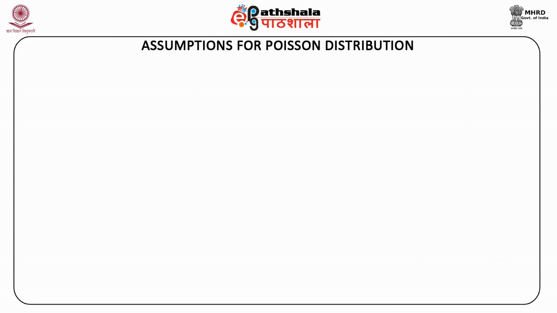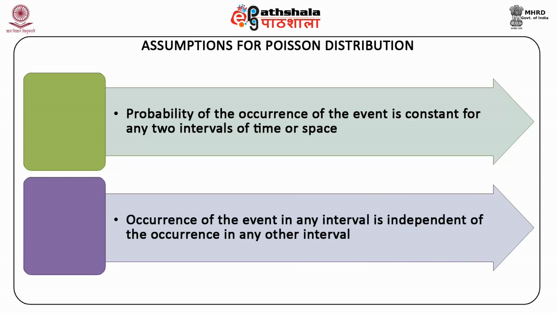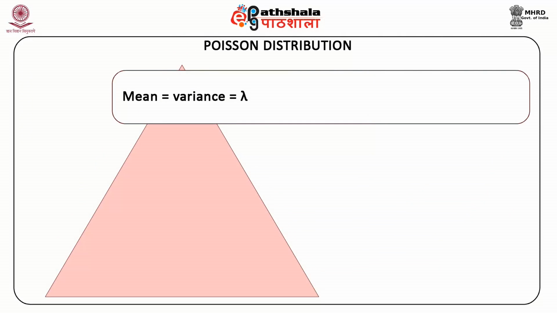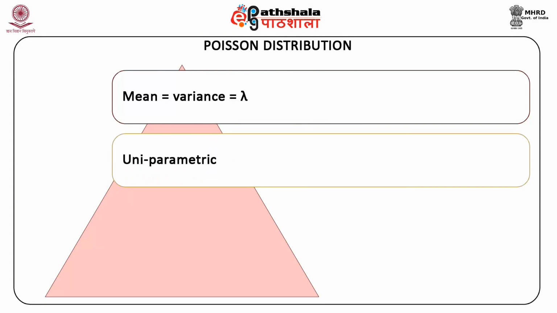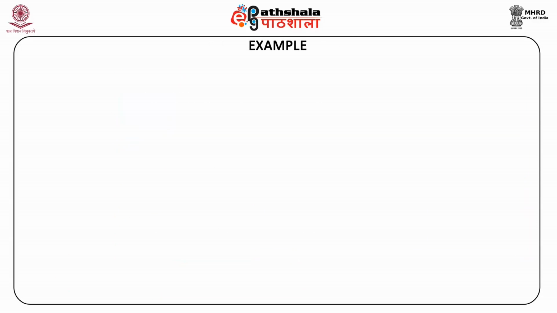Two assumptions are necessary for the application of the Poisson distribution. The probability of occurrence of the event is constant for any two intervals of time or space. The occurrence of the event in any interval is independent of the occurrence of any other interval. In Poisson distribution, mean is equal to variance is equal to lambda. Also, the Poisson distribution is uniparametric and its only parameter is the mean lambda. Let us understand it with the help of an example.